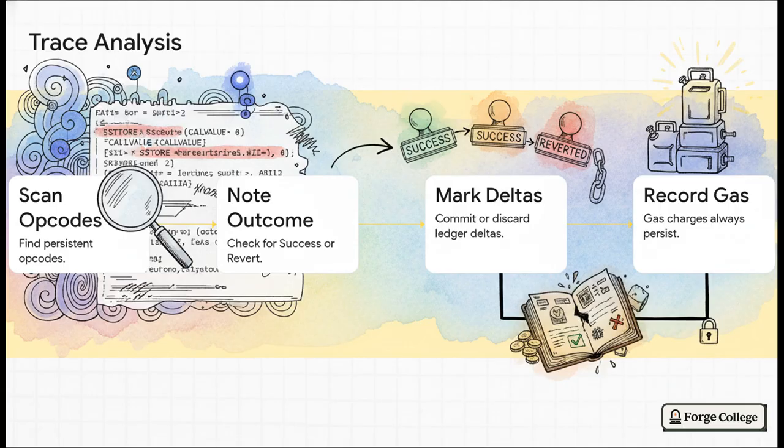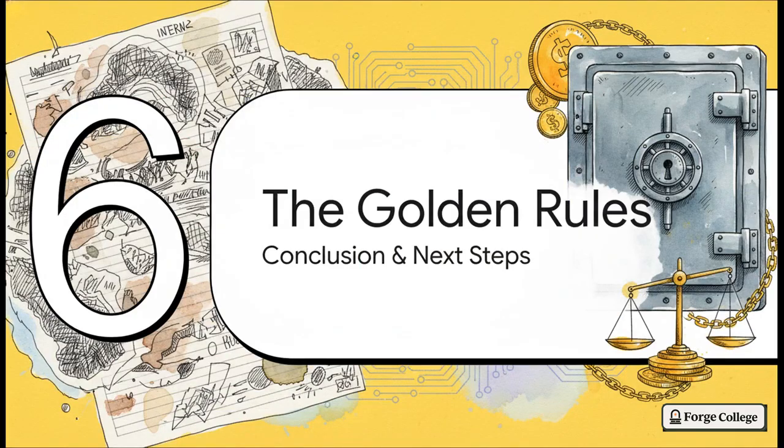Step 2. Note the final outcome of the execution. Did it end in success or a revert? Step 3. Based on that outcome, mark your ledger deltas as either successfully committed to the vault or completely discarded. And Step 4. Always record the gas charges as persisted, regardless of what happened. If you follow these 4 simple steps, you're going to perfectly predict the final state of the blockchain every single time. Section 6. The Golden Rules.